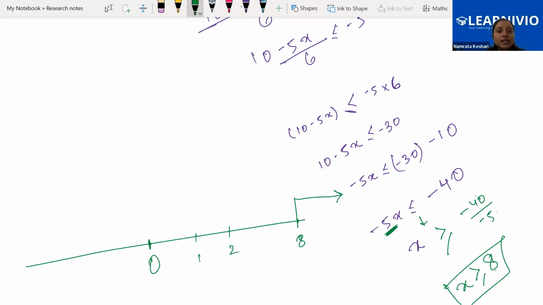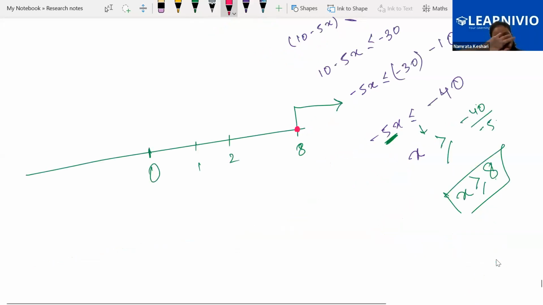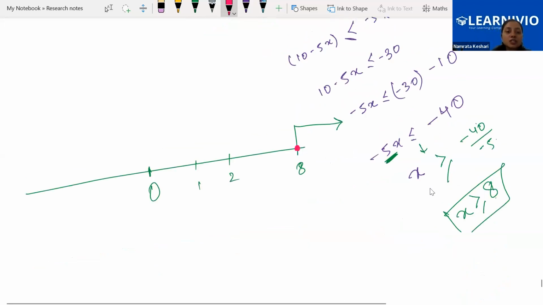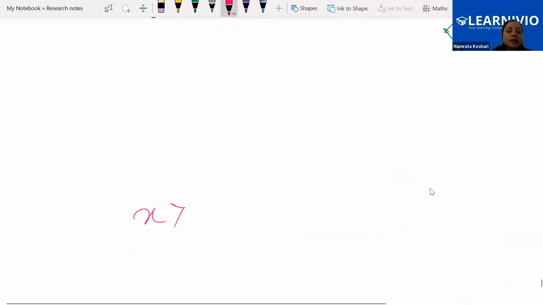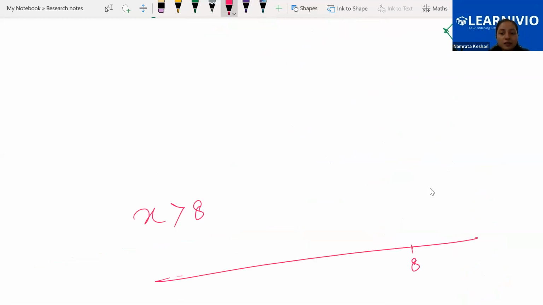Whenever the equal sign is there, we will be drawing a solid circle. A solid circle we have to draw. That means our solution is touching 8. Okay, this is the solution for x greater than or equal to 8. That means on the right of 8, and the solid circle is representing that it is touching 8. When your solution is just x greater than 8, then you will locate the solution like this: a hollow circle and then like this. That means we are not touching 8.